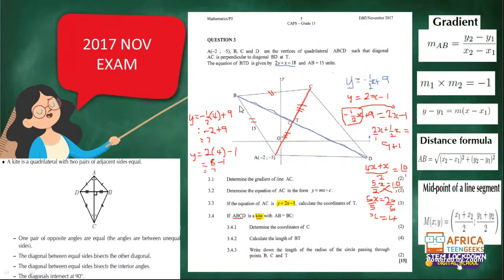Because if you look at this triangle ABT, it's a right angle triangle. So if you have a right angle triangle and you want to determine the length of a side, what do we use? We use the theorem of Pythagoras. Okay, so guys, just go and try that, and then tomorrow we'll finish off number 3.4. Okay, and if you still have questions, you can send me an email.